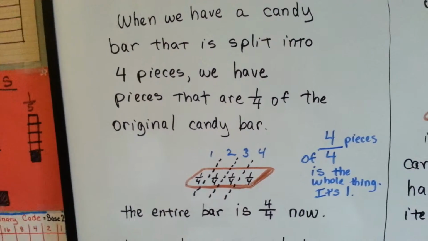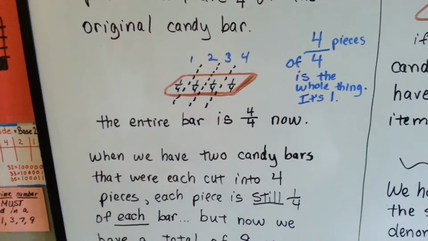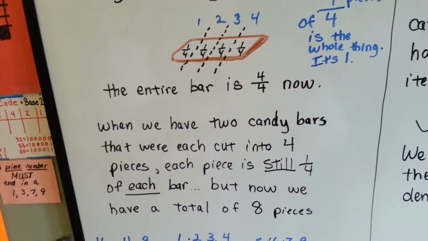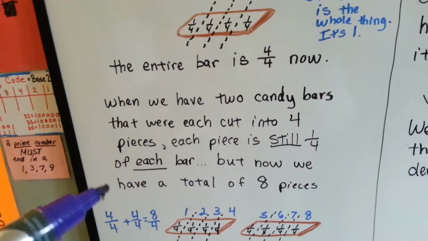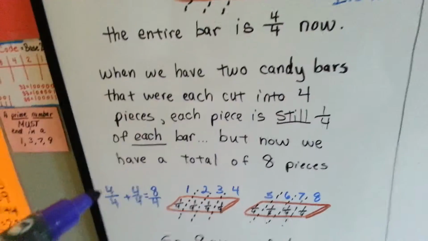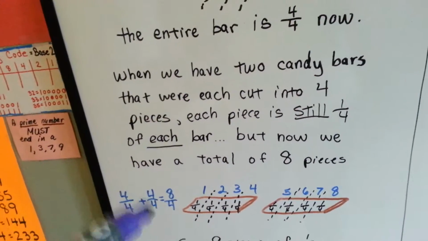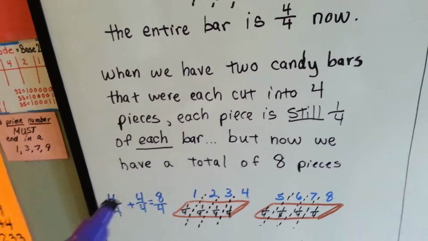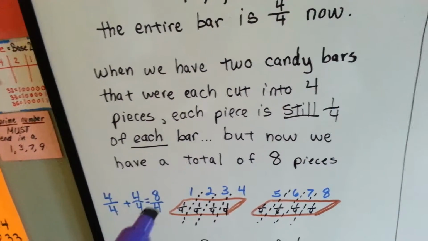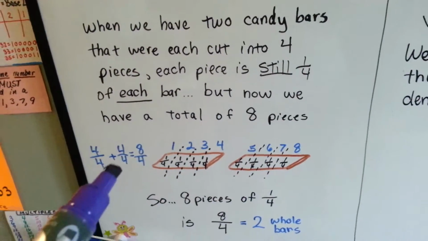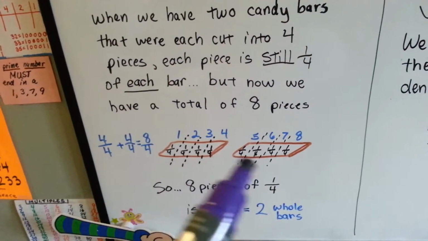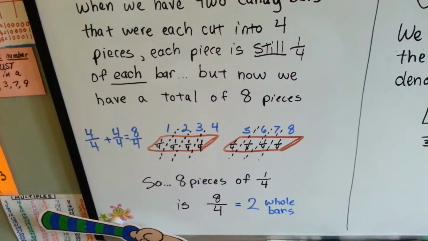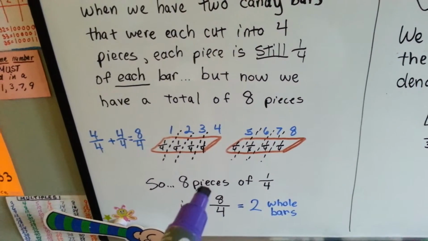It's one whole, okay? When we have 2 candy bars that were each cut into 4 pieces, each piece is still 1/4 of each bar, but now we have 8 of them. So we have 4/4 and 4/4, see? We have 4 1/4 and 4 1/4. When you add them together, we have 8/4. So the 8 pieces of 1/4 is 8/4, or 2 whole candy bars, see? So the whole number 2 can be written as 8/4.